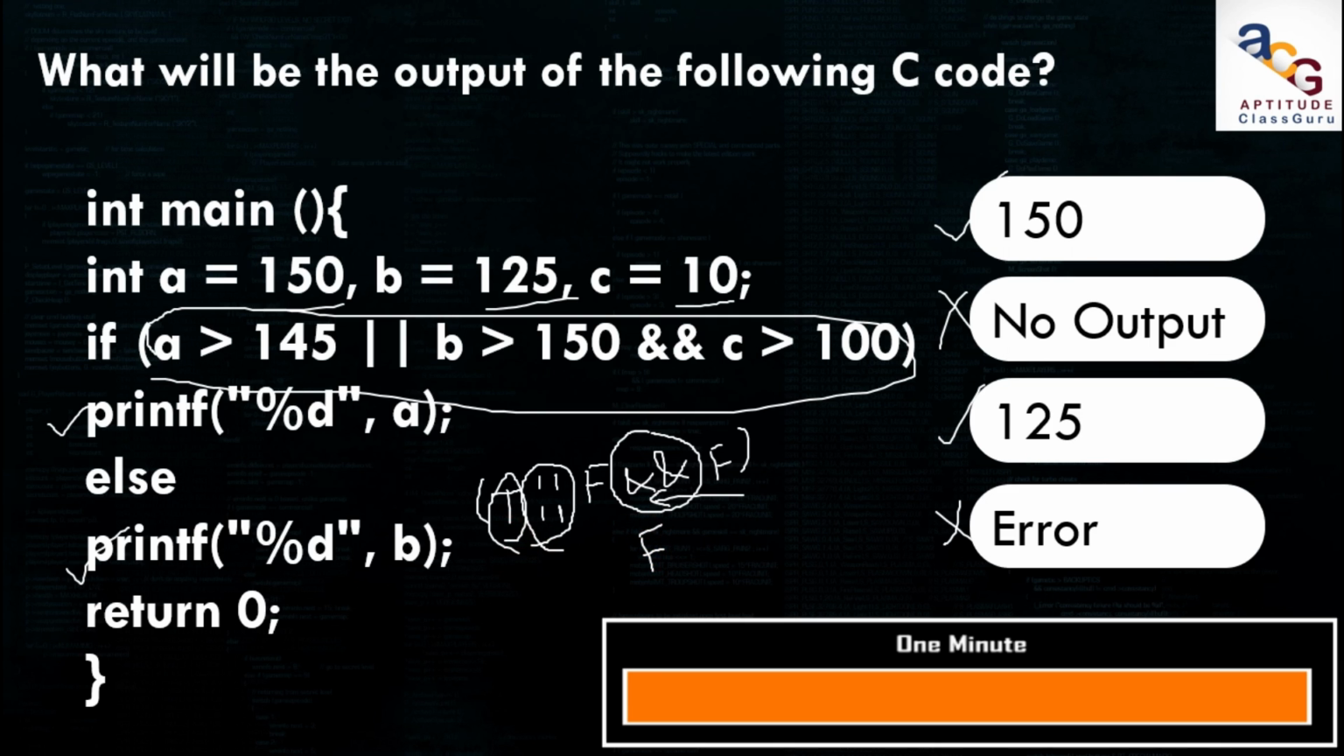If one of the inputs is true, the output will definitely be true for the OR operator, such that the entire expression results in true. Since the if condition is true, the print in the if statement will be executed. So percentage d comma a will be executed. So what is the value of a? It is 150. So the answer is 150.